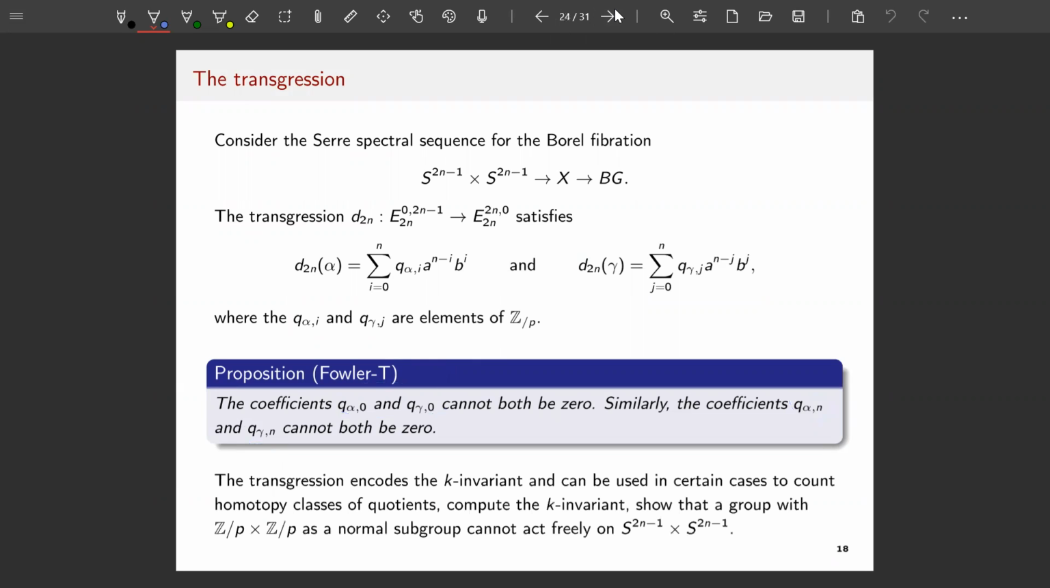Well, it turns out the transgression actually encodes the k-invariant. It directly tells us something about it. You can use it to compute the k-invariant, and it can be used in certain cases to count homotopy classes of quotients. And you can also use it to some extent to show a group with ZP cross CP as a normal subgroup cannot act freely on S2n minus 1 cross S2n minus 1. So it should give us some information about groups that can act.